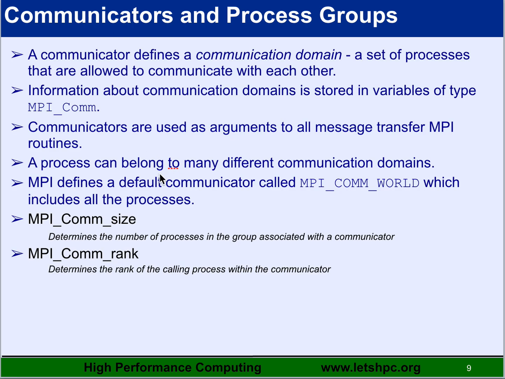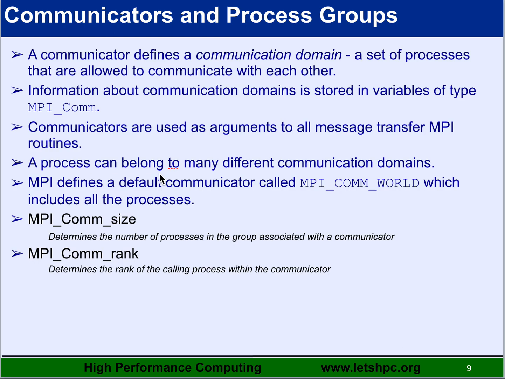Now a process can belong to many different communication domains. So we are free to create more than one communication domain. Suppose there is a process N, or let's say process 2, that can be a part of two communication domains. You can distinguish from the communication domain name which communication domain it belongs to.